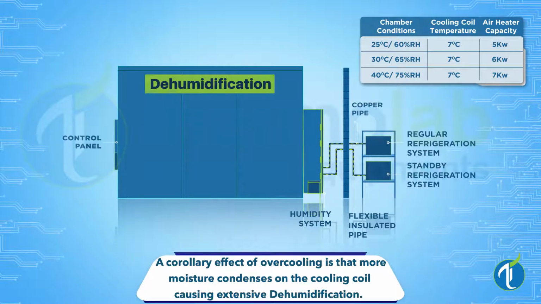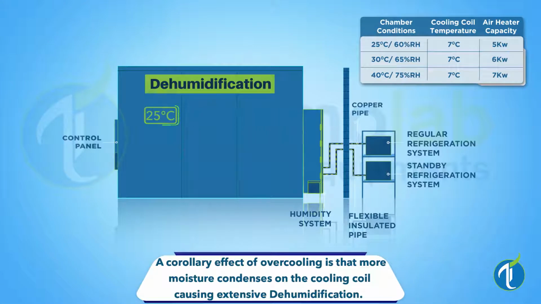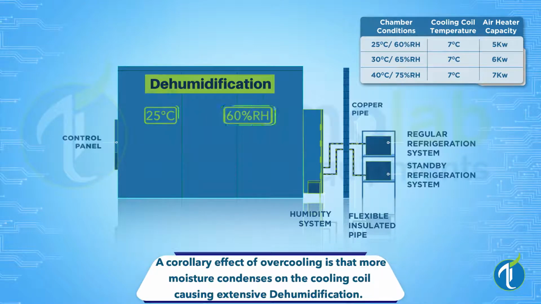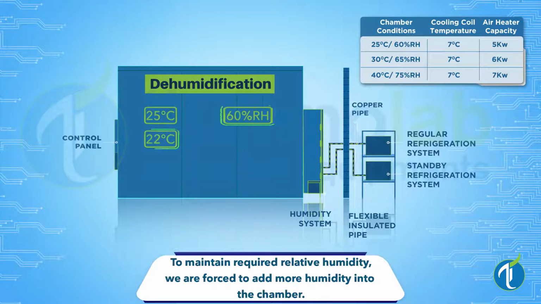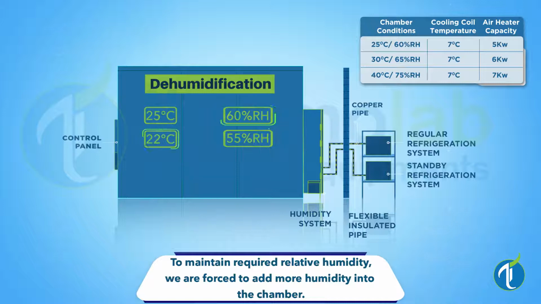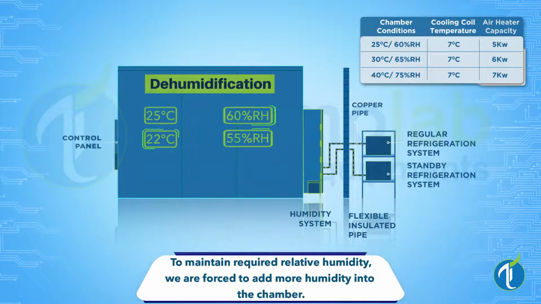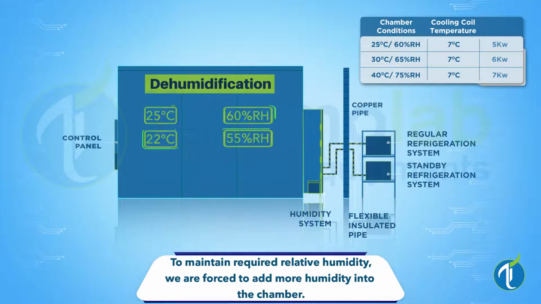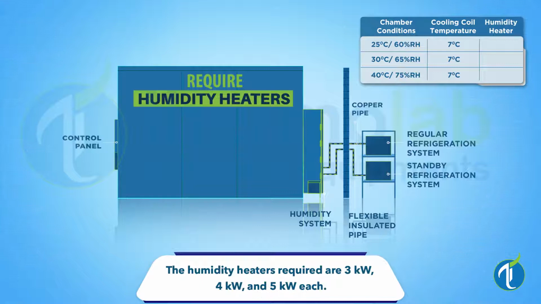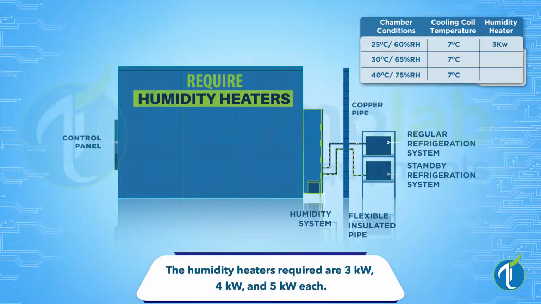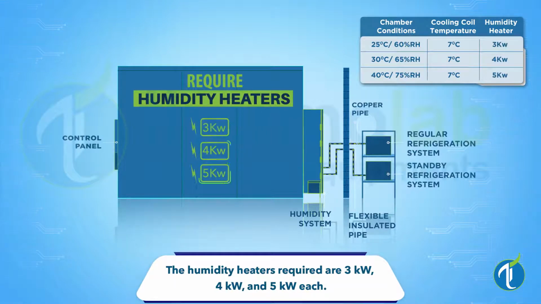For example, if this air-conditioned room is set at 25 degrees, the humidity in this room will be around 60% RH. If you set the temperature at 22 degrees Celsius, the humidity will further drop down to 55% RH. In our unit, we are doing extensive cooling, resulting in extensive dehumidification. To counter that, we need to put on more humidity in the chamber. The humidity heaters are 3, 4 and 5 kilowatt each.